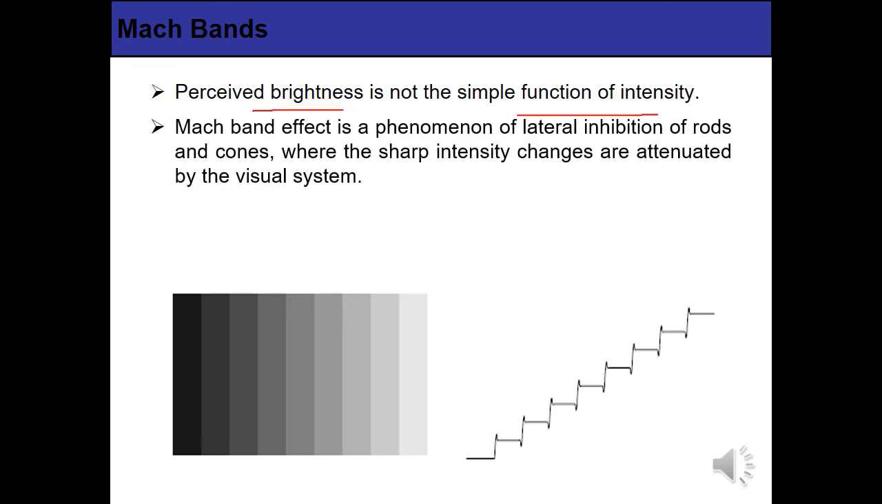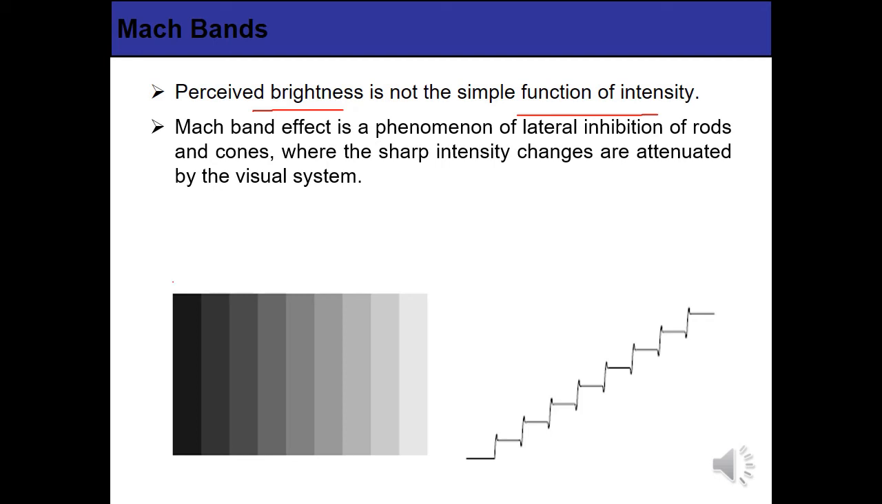Mach band effect is a phenomenon of lateral inhibition of rods and cones, where sharp intensity changes are attenuated by the visual system. You can understand this from this diagram. Here you can see that if you move from left to right, there is a variation from black to white. In between there are various gray shades.